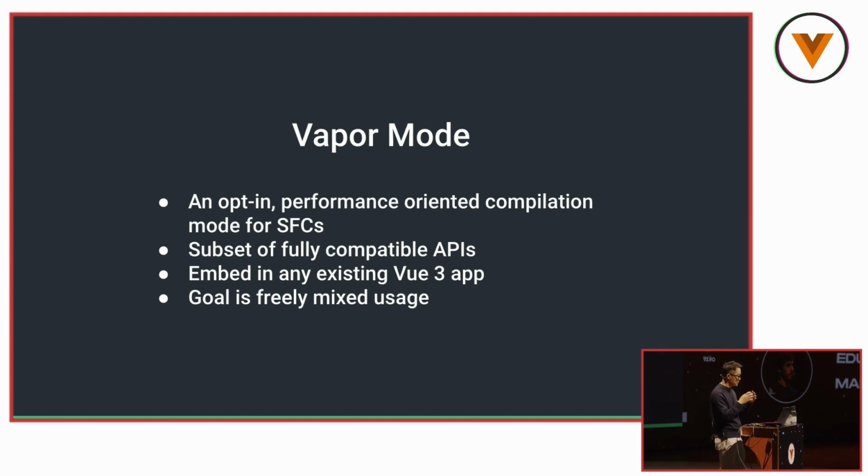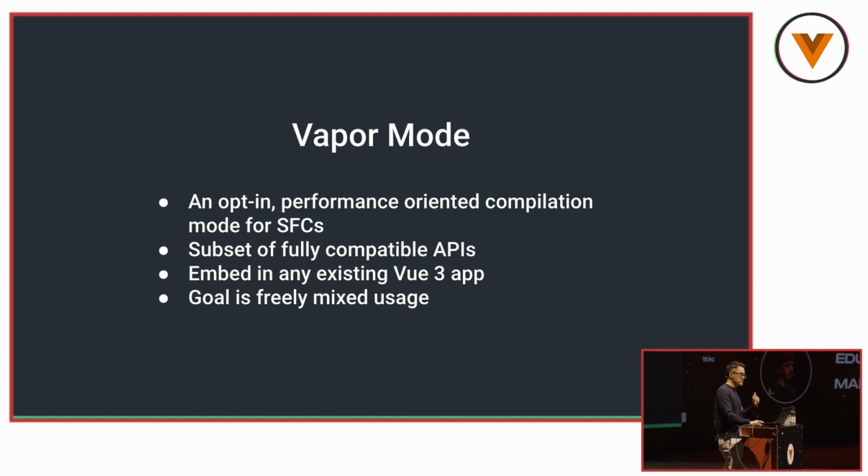It will work 100% the same with the way that you know right now. So technically, if your component uses APIs within this subset, you can just swap easily, choose which mode that you want to use it in. So a vapor mode component can be embedded in any existing Vue 3 app. So this is seamless integration. You don't need to change anything. We will show an example of how to opt into it in a later slide.